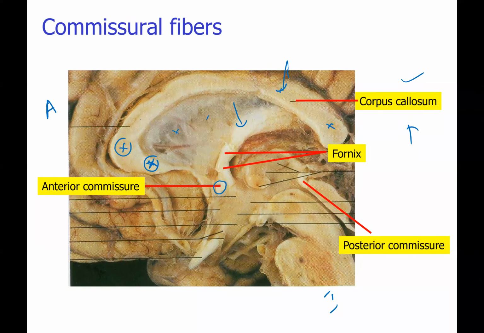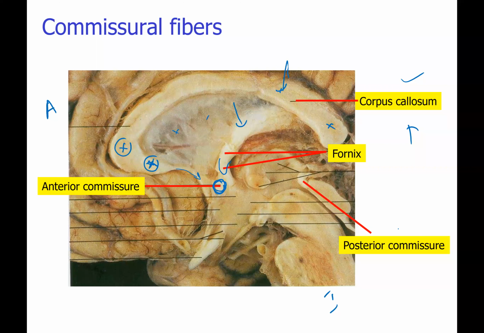I said they are very small. This anterior commissure is found near the anterior end of the corpus callosum. This is the end of the rostrum, and this is the end of the fornix. So it's almost between the two that you get this anterior commissure.